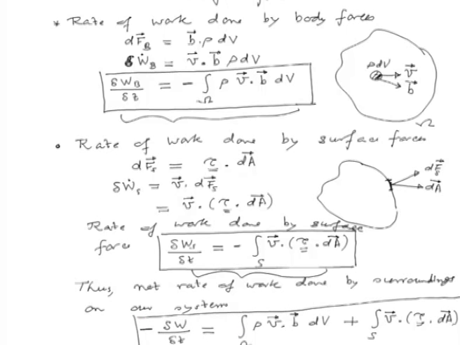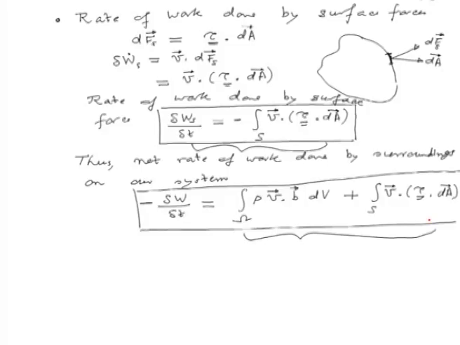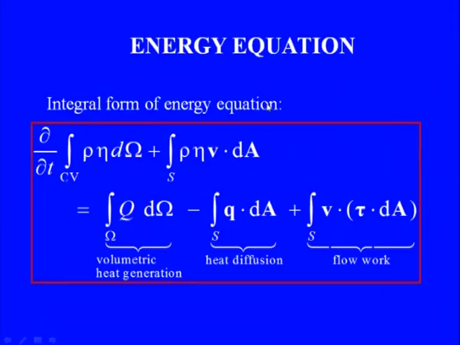So now we have detailed expressions for all the terms we started off with in our first law of thermodynamics. We have obtained the detailed expression for dE by dt. We obtained a quantitative expression for delta Q by delta t, that is heat transfer into the system from the surroundings, and we have also obtained a quantitative expression for the work done by the surroundings on the system. Let us combine all these together, and if you do that, this is what we get. We get the integral form of the energy equation.